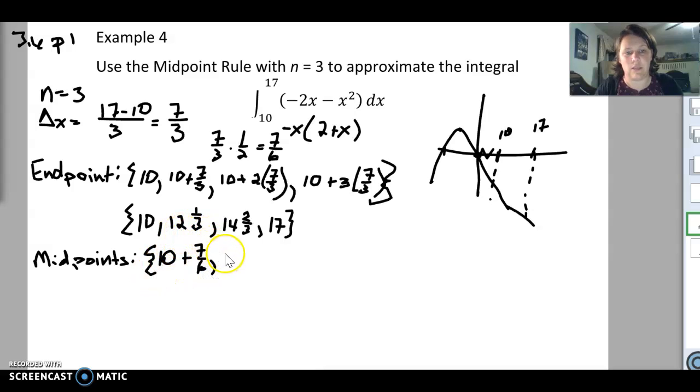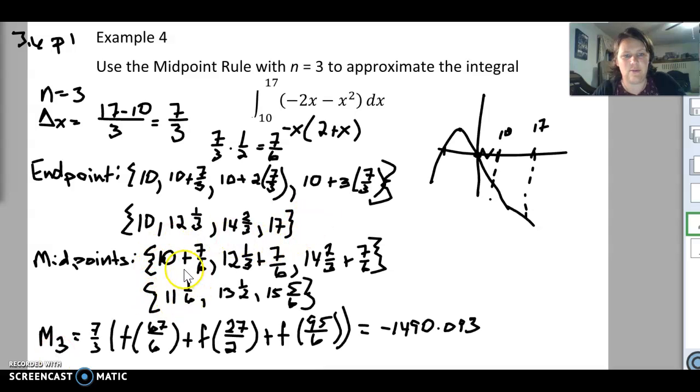My next midpoint is going to be at 12 1/3 plus 7/6, and so on. Then 14 2/3 plus 7/6. And then we're not going to have a midpoint after our last, after 17, right? We're not going to have any points out here. So when we get to 17, we're just done. We're not going to add 7/6 to get that again. Okay, so I'm going to pause, calculate those, write them out, and then I'll be back.